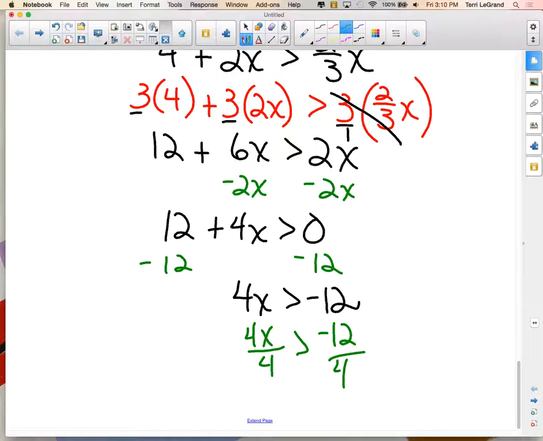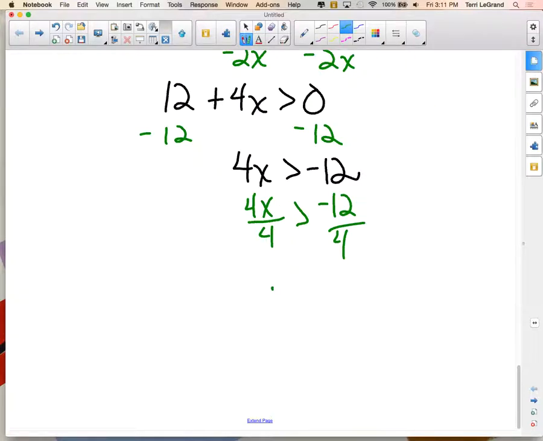What's your solution? What do you get? Oh, that's not a solution. I gotta hear the whole inequality. x is greater than -3, okay?